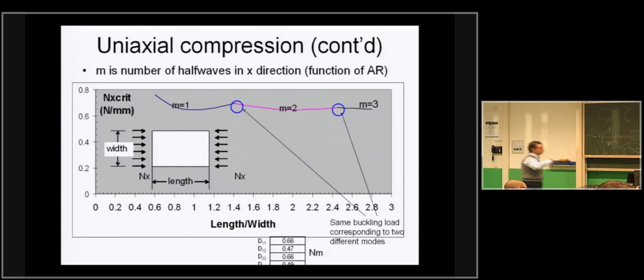If you increase the aspect ratio further, that is, the length becomes significantly bigger than the width, then you get M equals 3, and you can keep on doing that, of course, ad infinitum. You can get M equals 4 and so on.